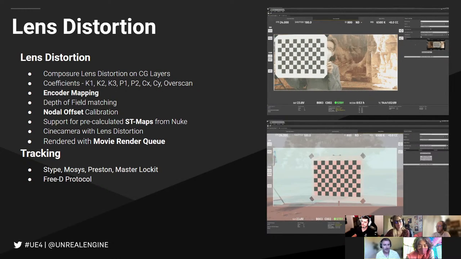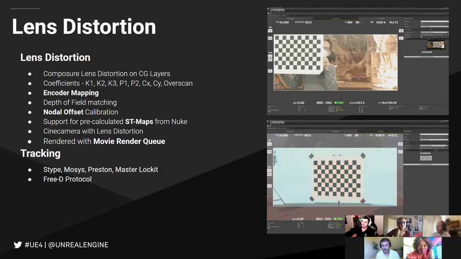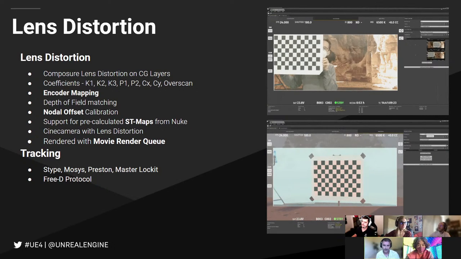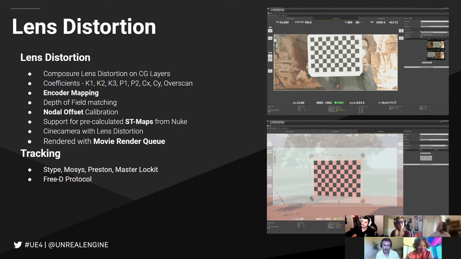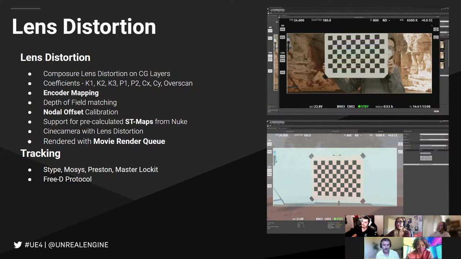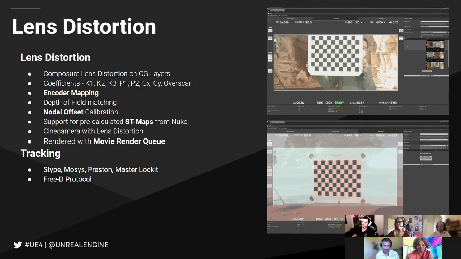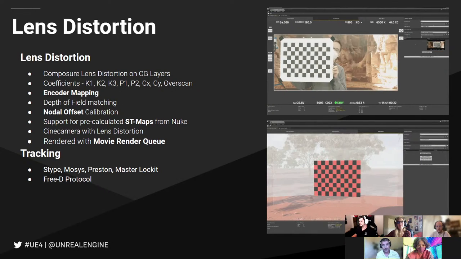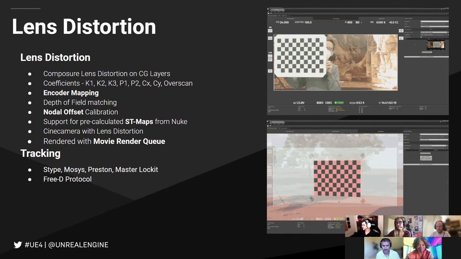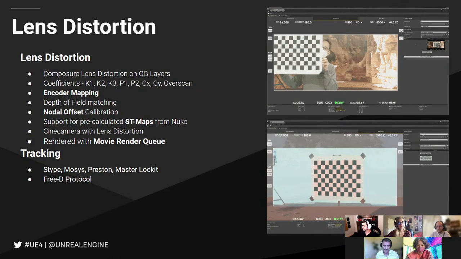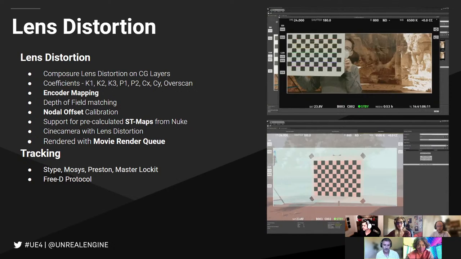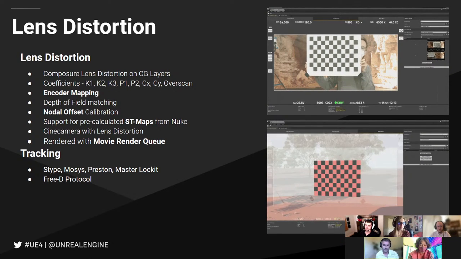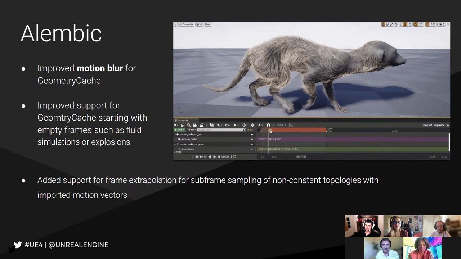Along with the tracking, we've added support to stream live values into the engine for certain tracking providers, along with the Preston and Master Lockit devices as well. And one of the small ones too is 3D protocol support. A lot of the robotic cameras and pan tilt zoom cameras utilize the 3D protocol, and that's now native in the engine. Okay, you can go to the next slide.